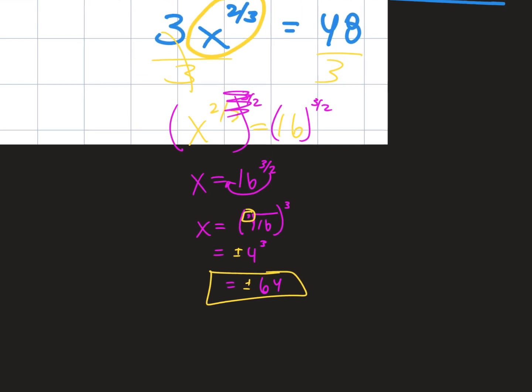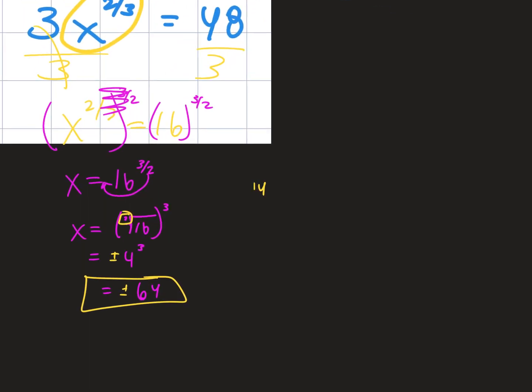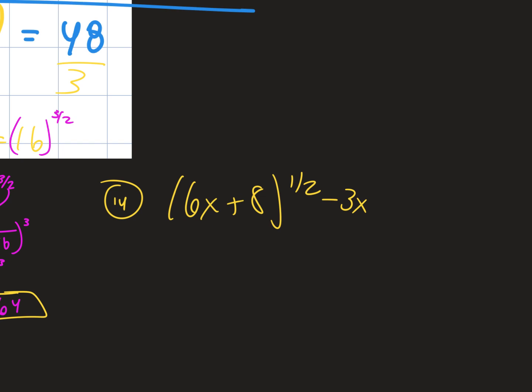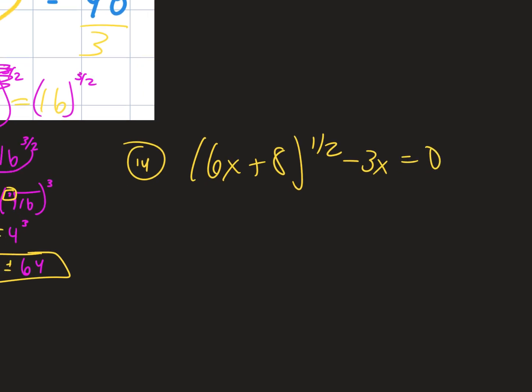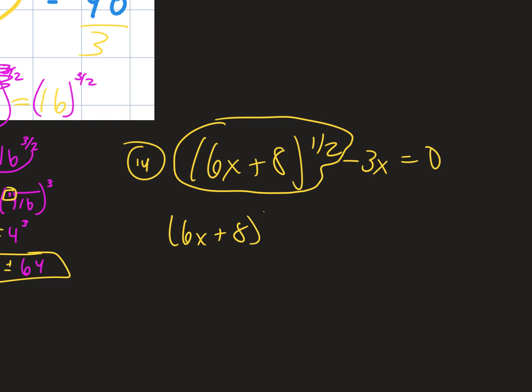Okay, I'm going to do about 3 more. I know it's a lot, I just want to make sure I cover everything. So this is 6x plus 8 to the 1/2, minus 3x equals 0. I want to get this all by itself. So what's the first thing I need to do? Add 3x to both sides, so it equals 3x.